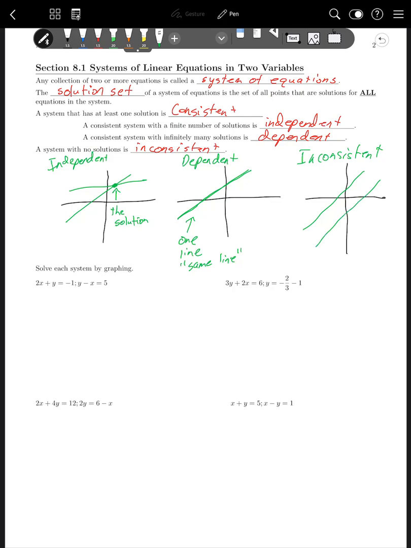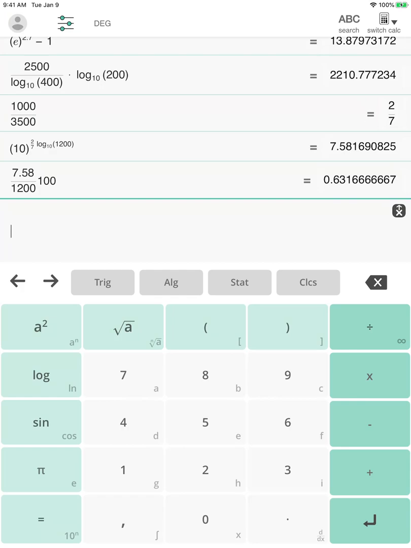So what we want to talk about is, how can we figure out where these solutions are? And also, how can we tell which type of system we're looking at? There are basically three methods for solving systems of equations. The first one is graphing. We can solve systems of equations simply by graphing them. So let's try doing that in our Class Calc app.